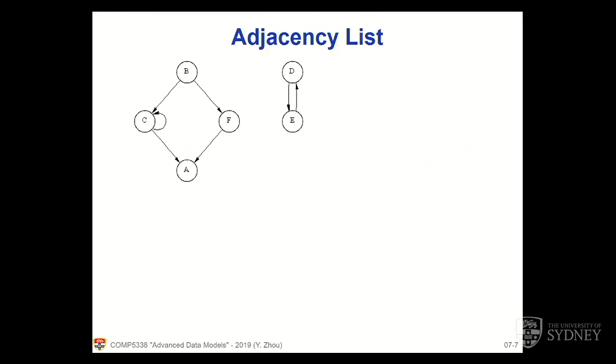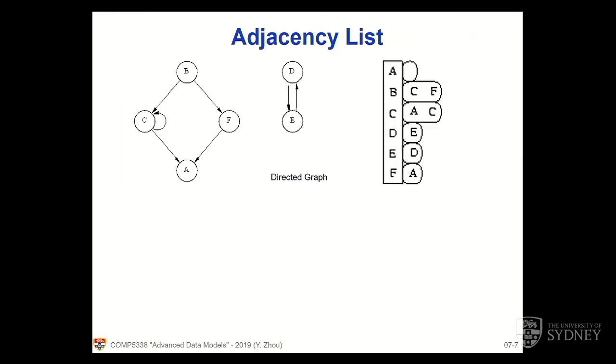Let's see what the adjacency list for a directed graph looks like. It basically stores the direct neighbors of a node. So each node will have a list, and the list is basically its neighbors. A doesn't really have any neighbor because it doesn't have any outgoing links, only incoming ones. But B has C and F, so we put C and F there, and C goes to A and to C itself. We'll put A and C here, and D goes to E, and E also goes to D, and then F goes to A, so we put A there. So that's for a directed graph.